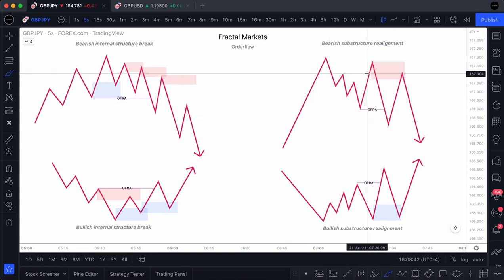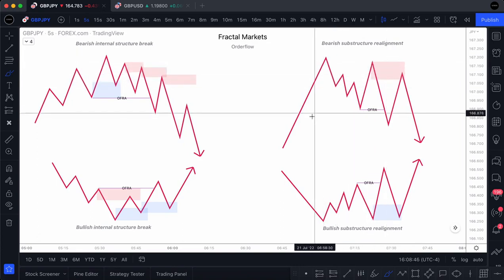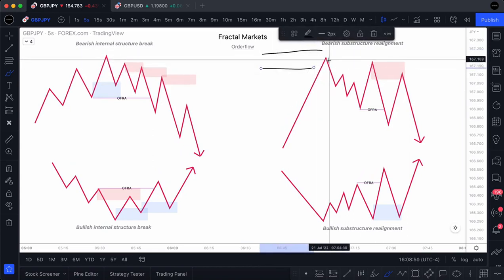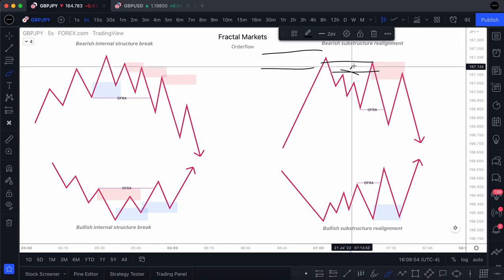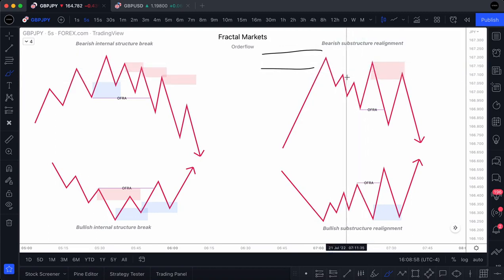So this is called a bearish substructure realignment. What this means is that we've got this push that comes into probably some sort of a higher time frame supply. It builds liquidity, comes into the extreme. Now we cannot trade from here. The reason you can't trade from here is because it's an unconfirmed strong high.